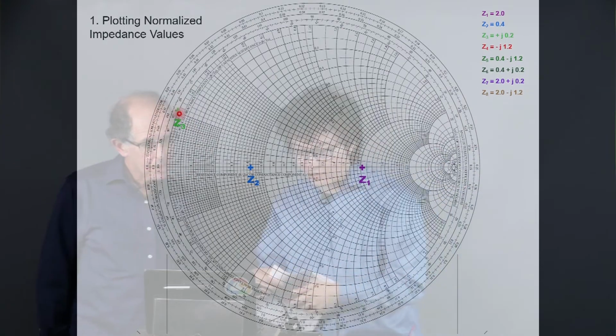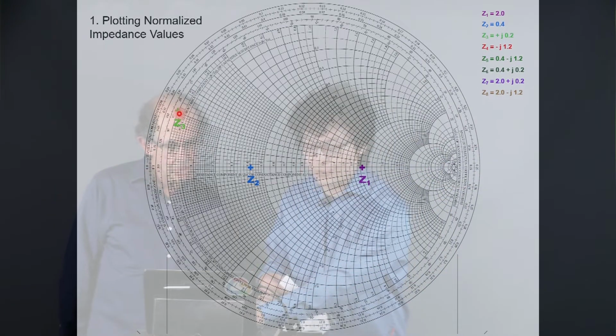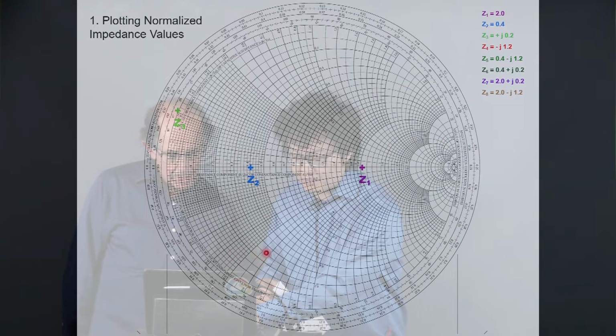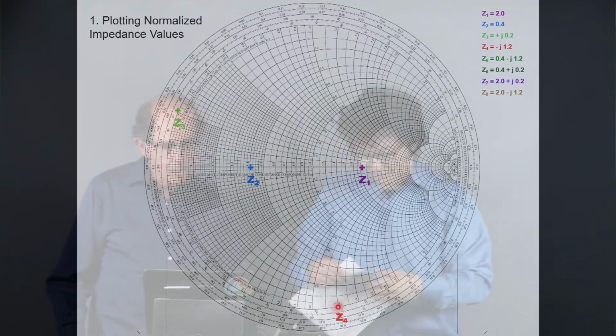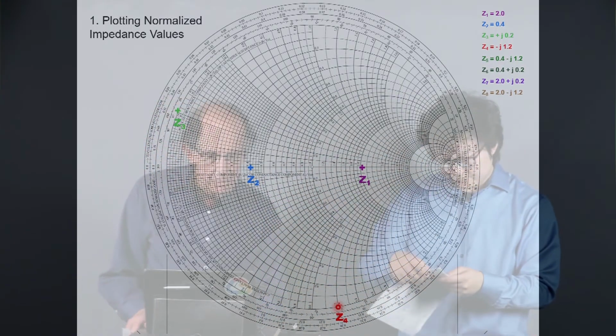Okay, so Z4 is negative j1.2. So it's still going to be on the very outer ring, this time in the negative half. So we start at 1.0, we move over, I think this is negative 1.2, or j1.2. And there we are, Z4. Now the last 4 are mixed, but we know where they are.